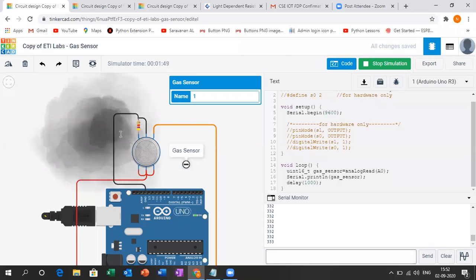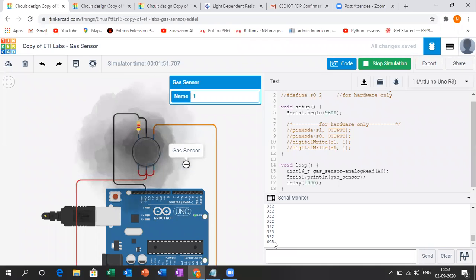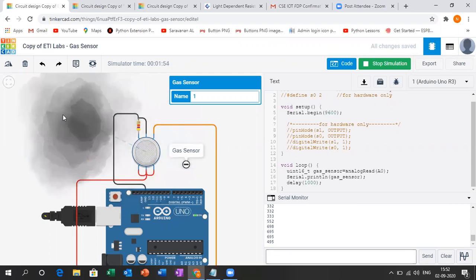I just move over the sensor. There you can see that it is up to maximum. As I move backward, it decreases, so as to detect the presence of gas in an environment. That's it, sir. If any doubt, then you may ask.